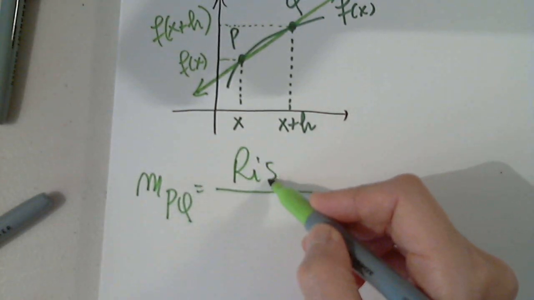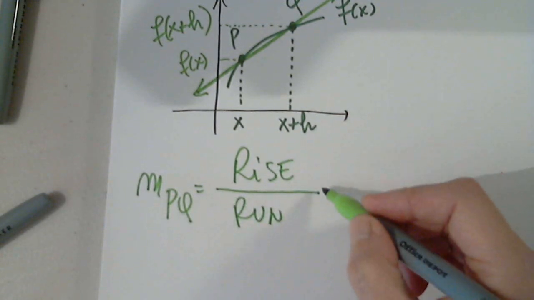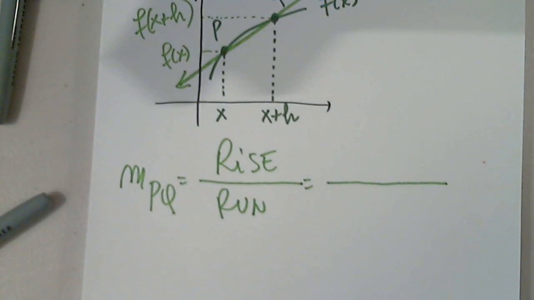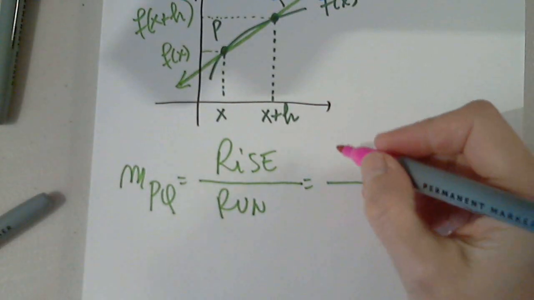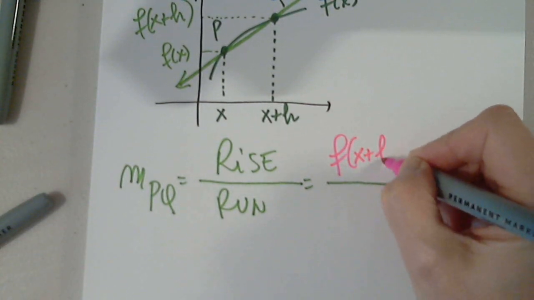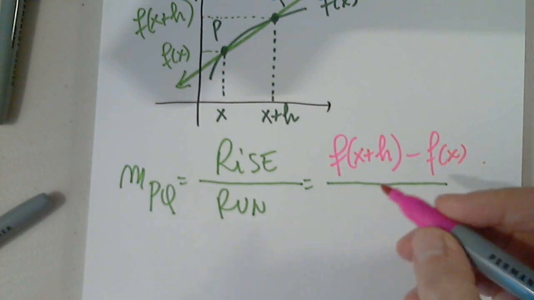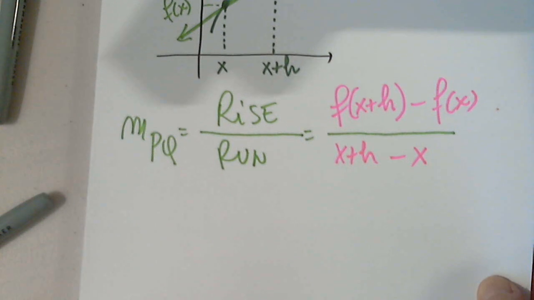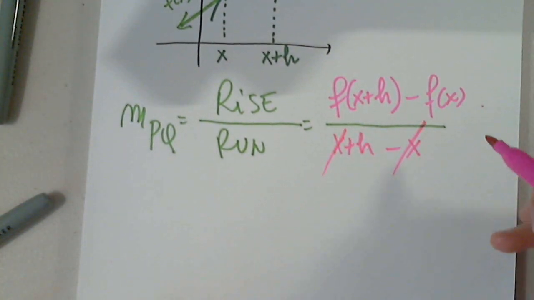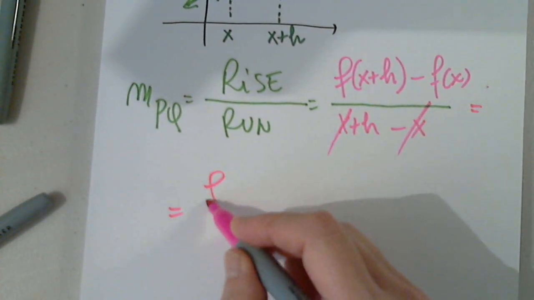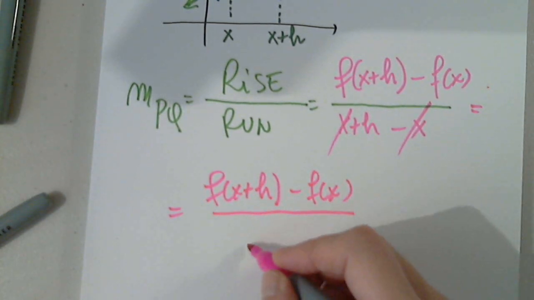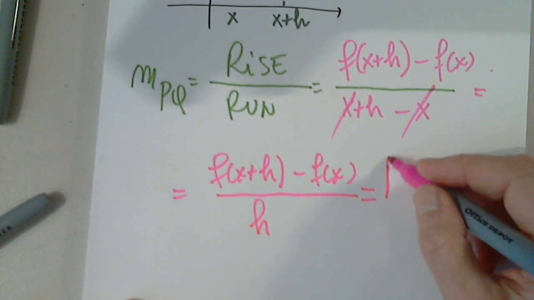I'll give you the beginning. Rise over run. Yes, anyone? m equals y2 minus y1 over x2 minus x1. Very good. f of x plus h minus f of x over x plus h minus x. Luckily, these two go away. And this is f of x plus h minus f of x divided by h. This is the difference quotient.